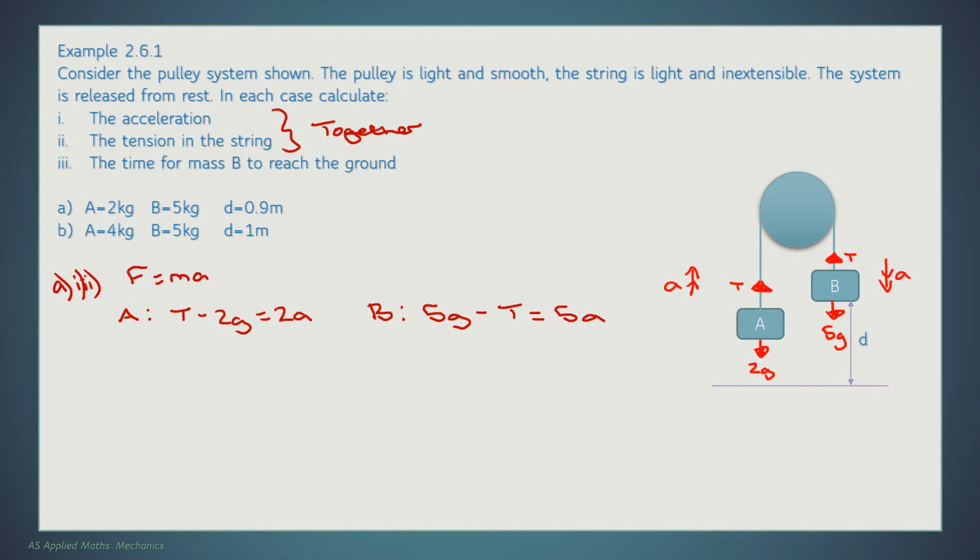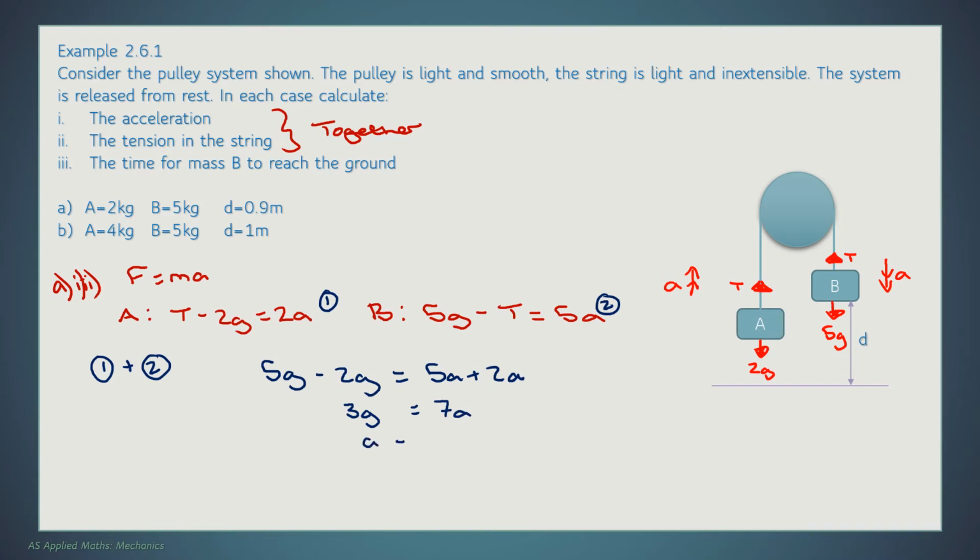Now it's the same as what we've seen previously. Equation 1, equation 2, simultaneous equations: I'm going to add them to eliminate the tension. Because they're opposite signs, I need to add them. Just be careful here. So it's 5g take away 2g is equal to 5a add 2a. As is the case with these systems, because the mass and the weight are the same, you end up with one side being 5 take away 2 and the other side being 5 add 2, and there are slip-ups made there quite often. So do be careful with that.